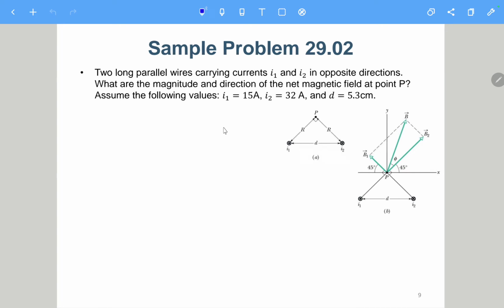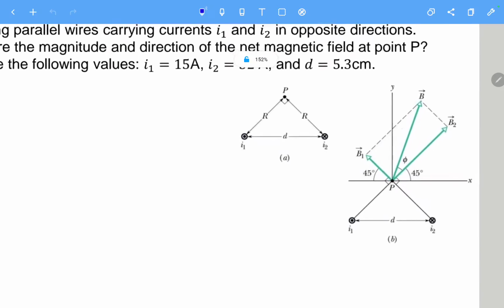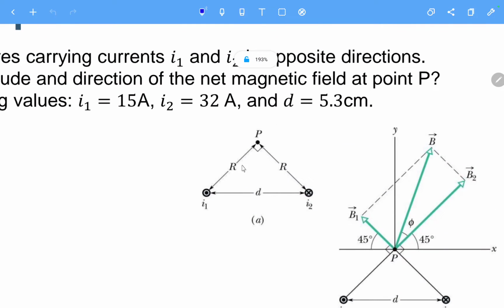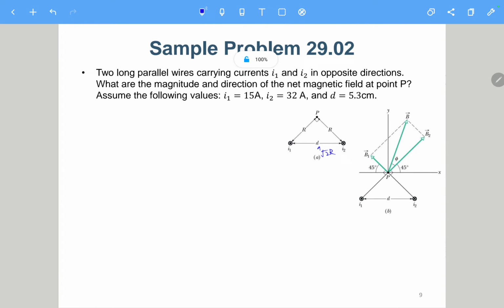So at point P, this is out, this is out, this is a right angle. Which means that this distance should be something like square root of 2 times r.